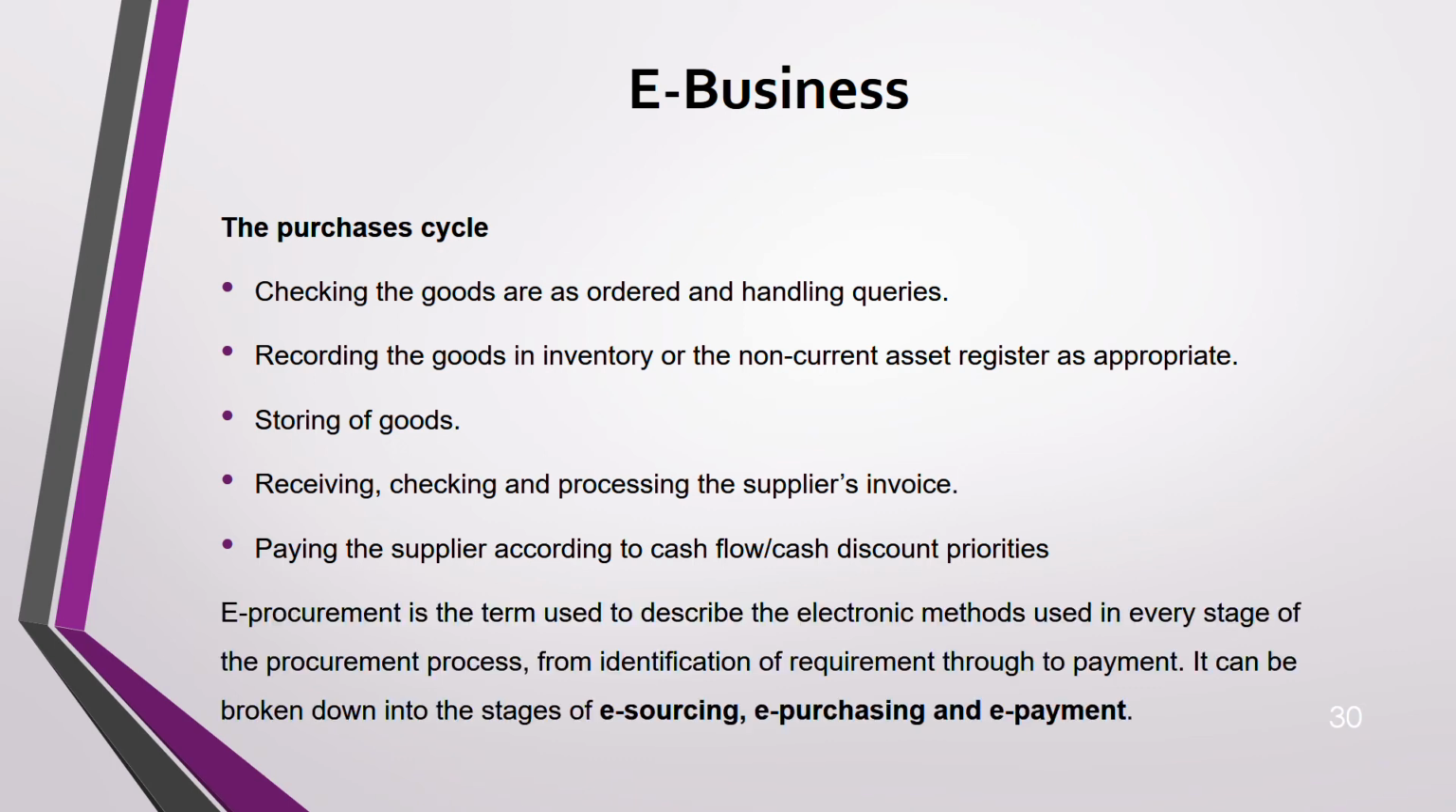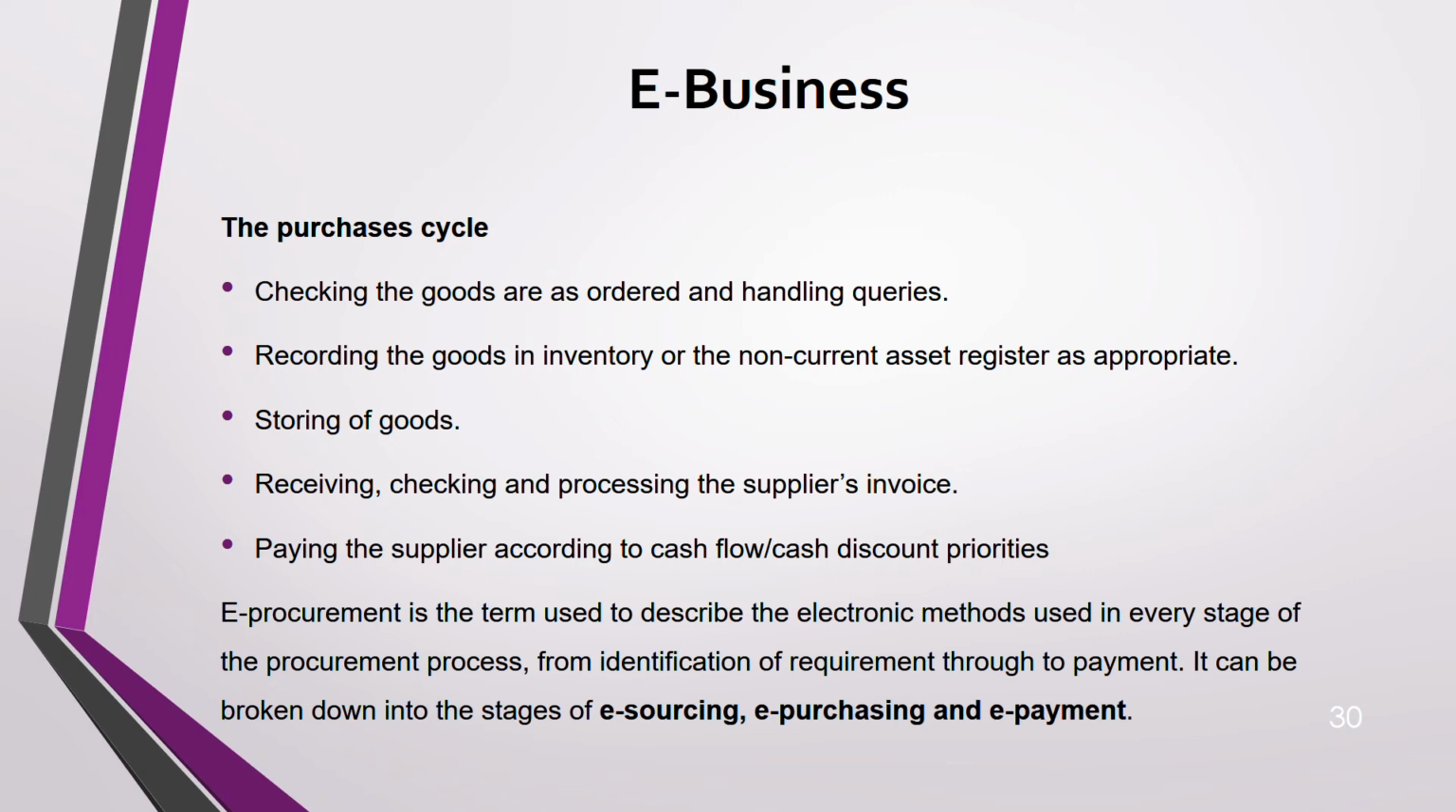So e-procurement. What does e-procurement do? It is the electronic method at every stage of the procurement process, not just one, from the identification through to the payment. This can be broken down into 3 stages. One is known as, I have highlighted in bold, e-sourcing, one is known as e-purchasing, the other one is known as e-payment.